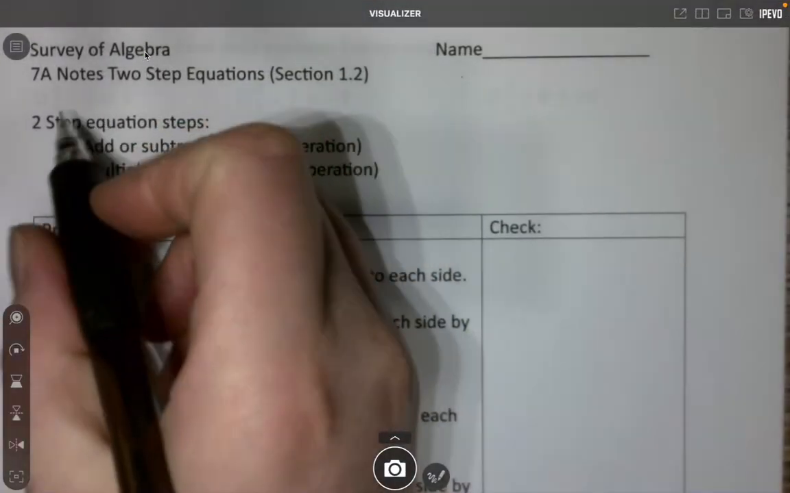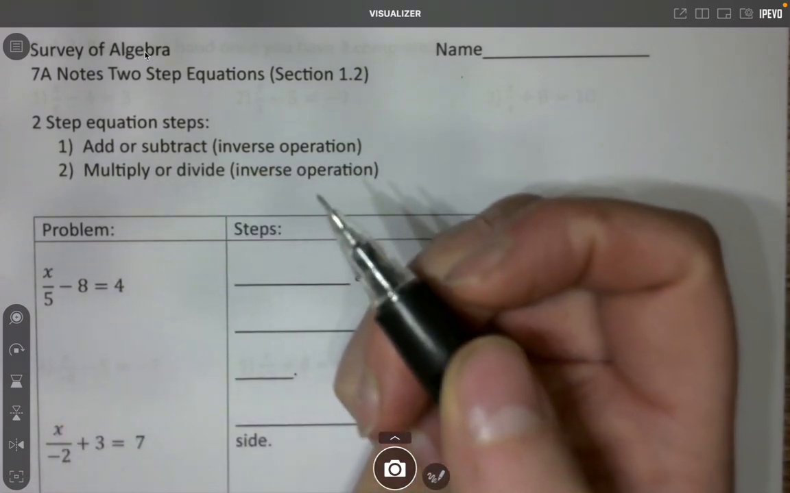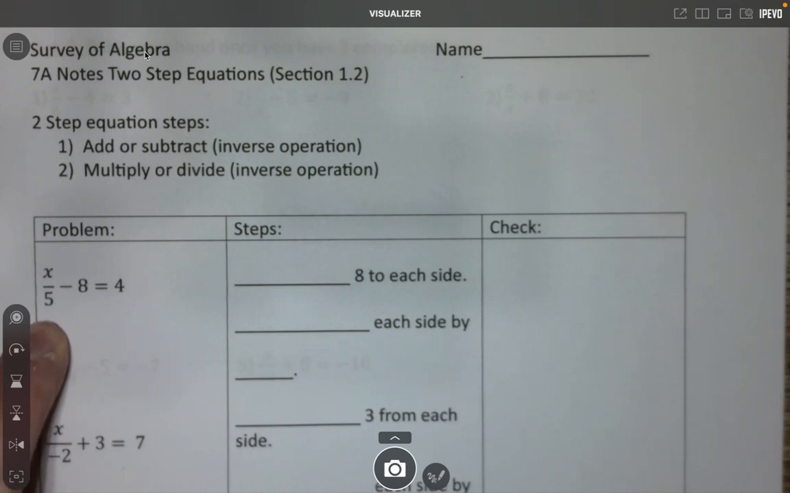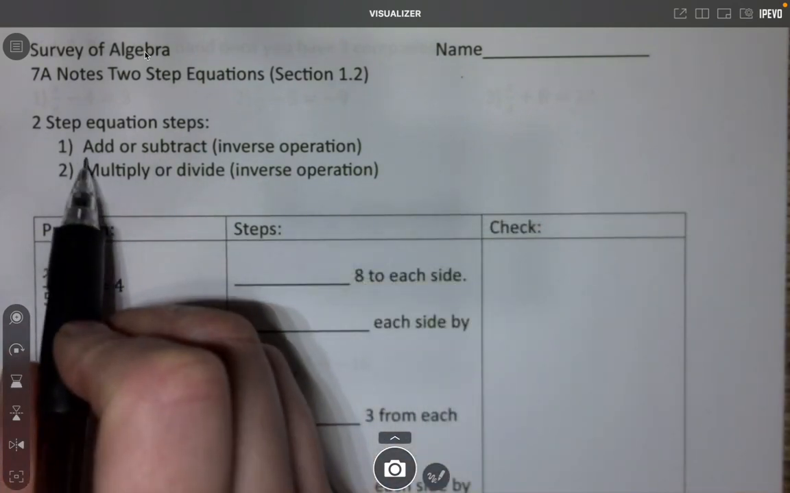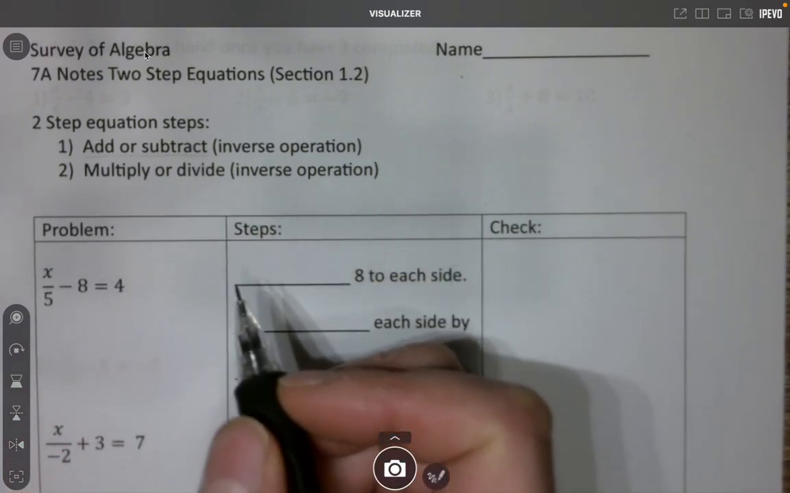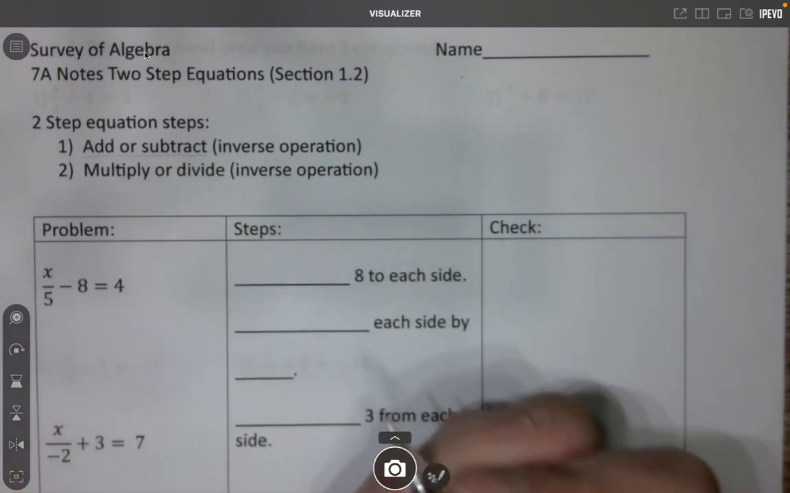So we're looking at our 7A notes. These notes are about solving two-step equations, and you're going to notice that today what we're focusing on is equations that have division to start with. So our equation steps are still that we take care of addition or subtraction first. That's the first thing that we're going to take care of. And then our second is always undoing the multiplication or division.